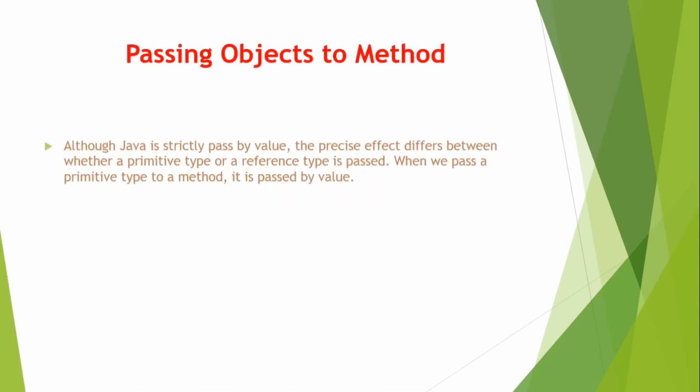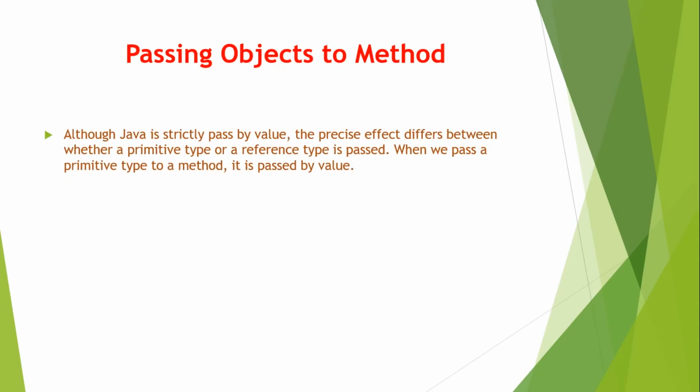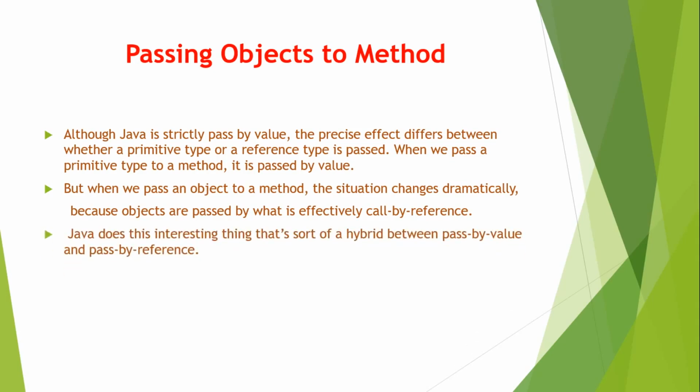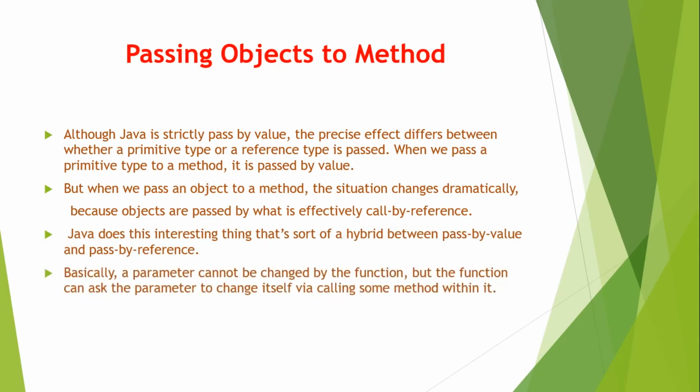Passing objects to a method. Although Java is strictly pass by value, the precise effect differs between whether a primitive type or a reference type is passed. When we pass a primitive type to a method, it is passed by value. But when we pass an object to a method, the situation changes dramatically because objects are passed by what is effectively called pass by reference. Java does this interesting thing that's sort of a hybrid between pass by value and pass by reference. Basically, a parameter cannot be changed by the function, but the function can ask the parameter to change itself via calling some method within it.